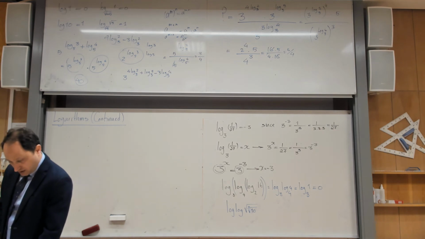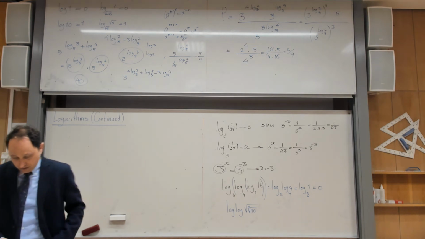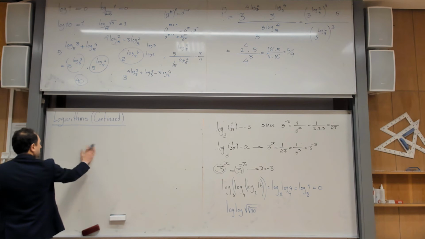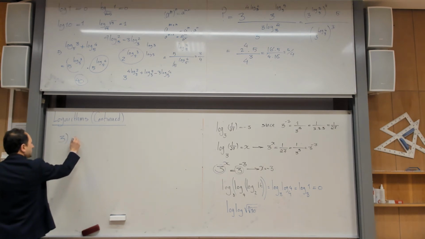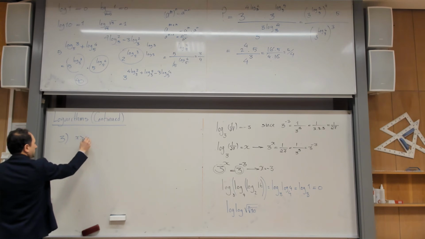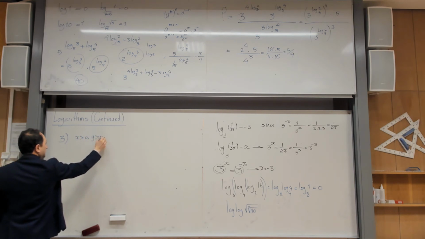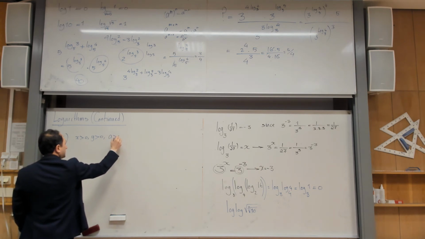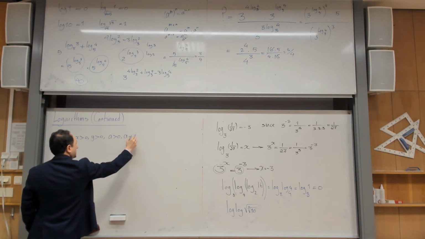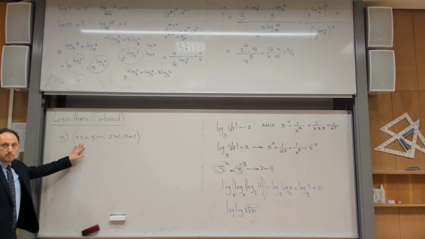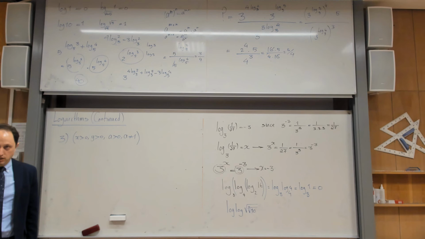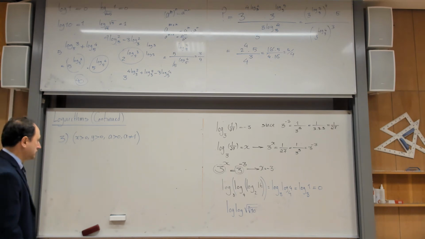So let me just ask you this question. This property number 3 is a very nice property. If x is positive, if y is positive, if a is positive, and if a is not equal to 1, it's extremely important to respect the conditions. Every formula that you study in mathematics has a domain of applicability. You have to respect that, otherwise you get very strange results.